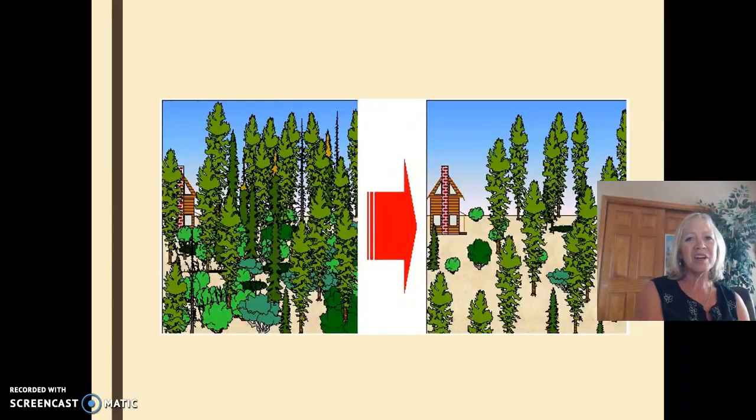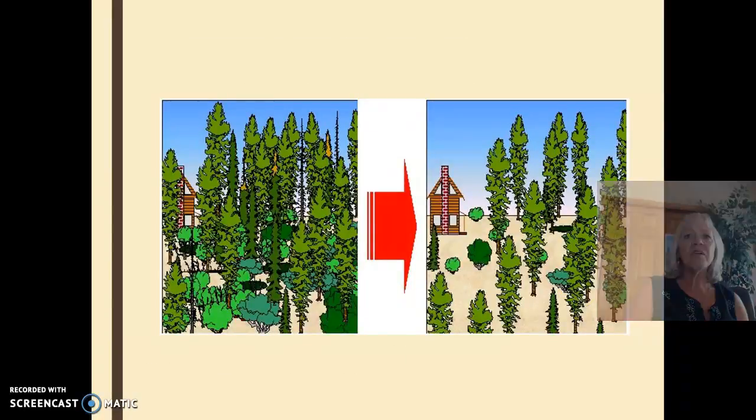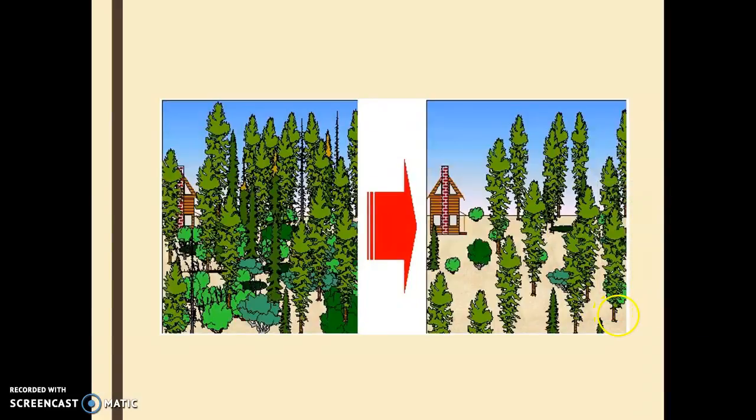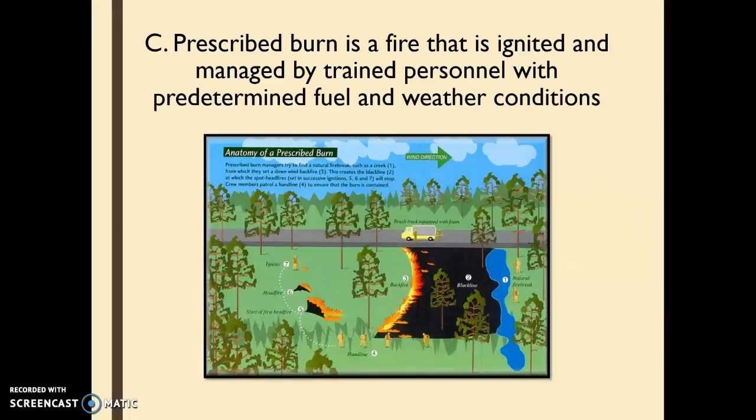This is a really good diagram, I think, of what it should look like before and what it should look like after. So use this as a visual picture when you're thinking of defensible space. There's a lot of companies that started up that do this for a living, but you can also do it on your own structure or cabin. The next one is prescribed fire.